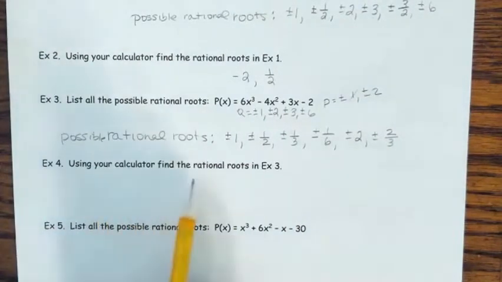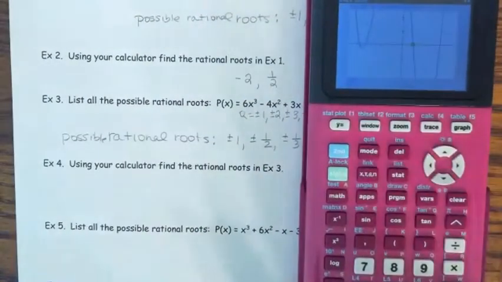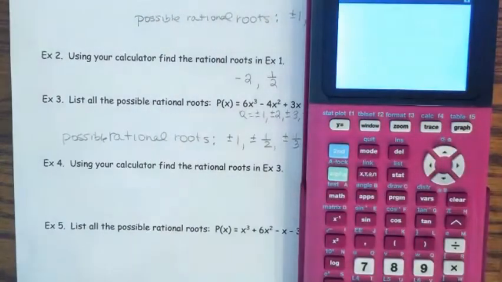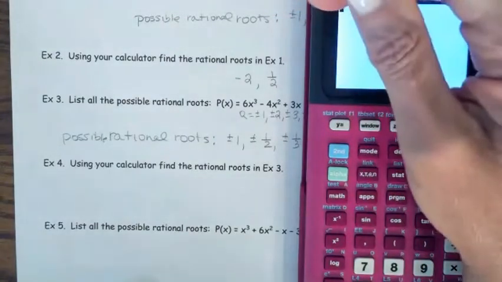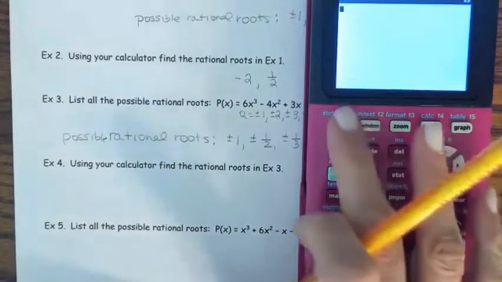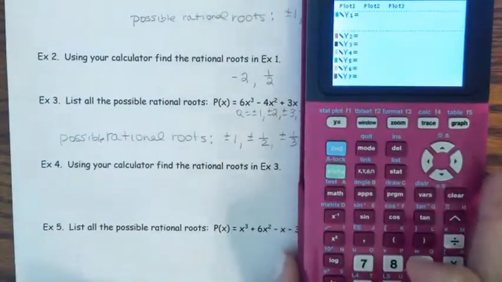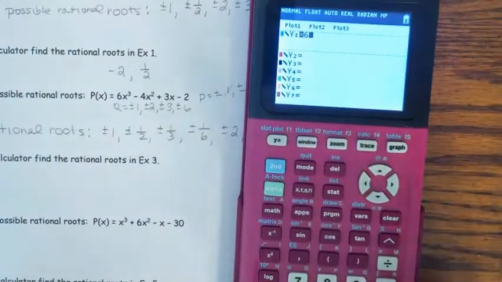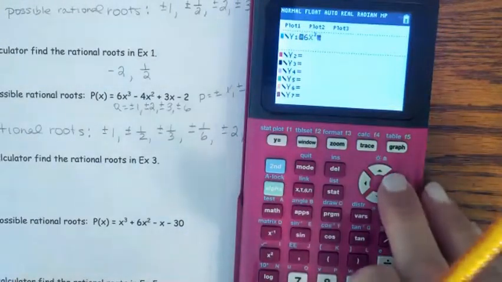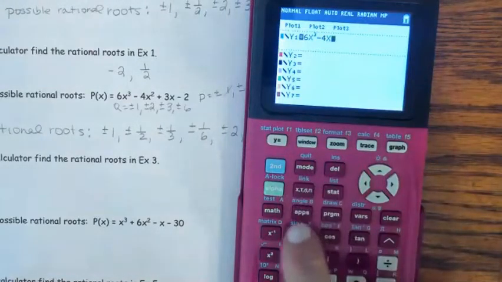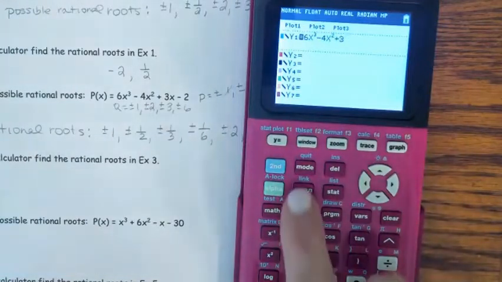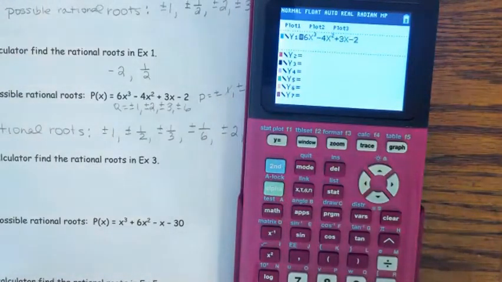Now back to my calculator to find which one of these roots is actually a 0 or a rational root. Again, the definition of a rational number is a number that can be written as a fraction, thus of integers. Thus, that's where we're coming up with our fraction, our p over q. So under y equals, again, I'll clear that. 6x to the third minus 4x squared plus 3x minus 2.